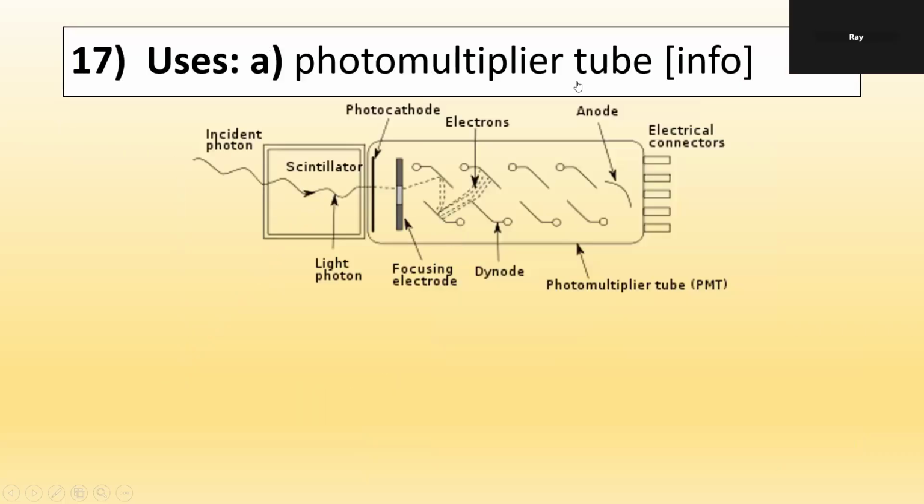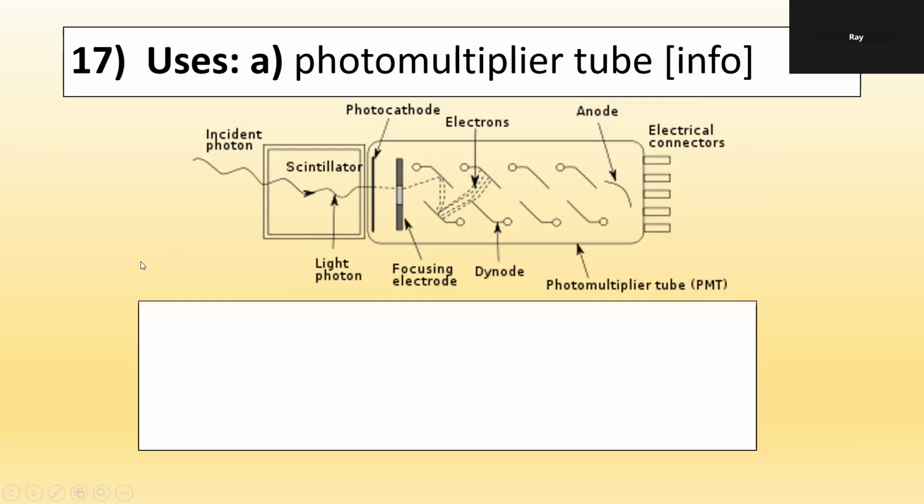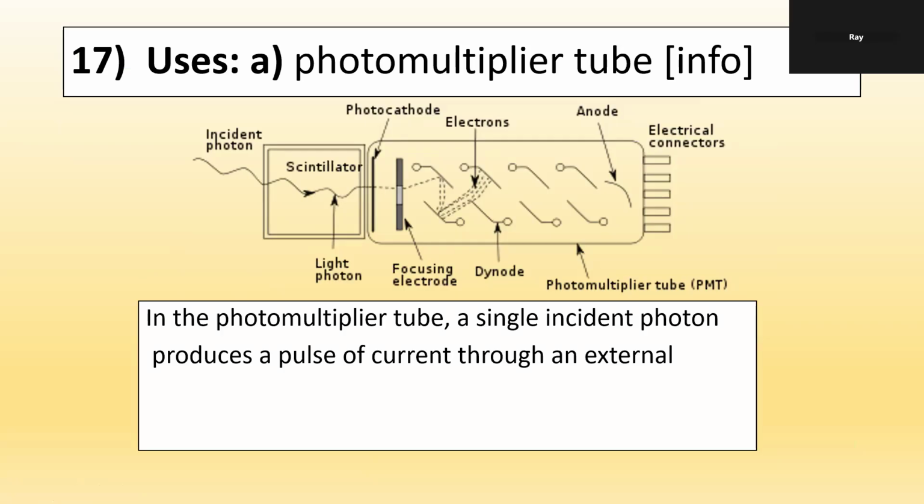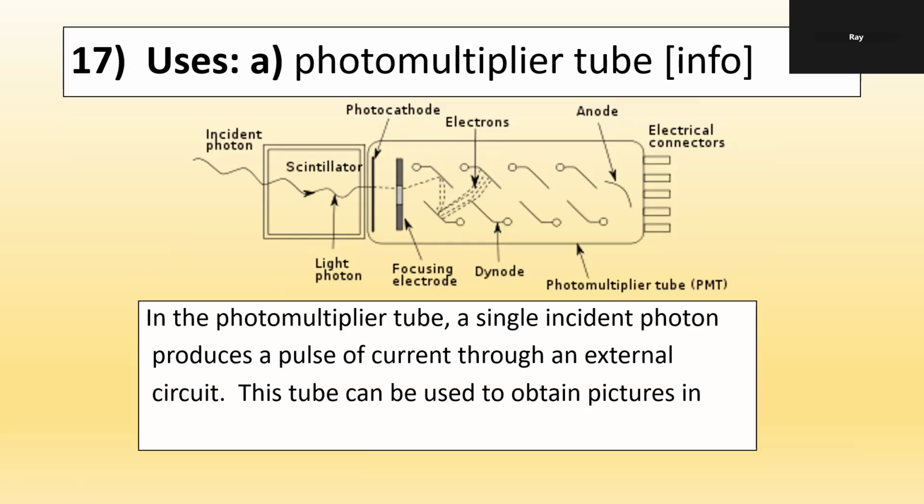This is for info only. That's your incident light photon. That's your photocathode. It causes emission of electrons. Then electrons hit the dynode. You produce more electrons, so you multiply. So in a photomultiplier tube, a single incident photon produces a pulse of current through an external circuit. The tube can be used to obtain pictures in extremely low light levels.